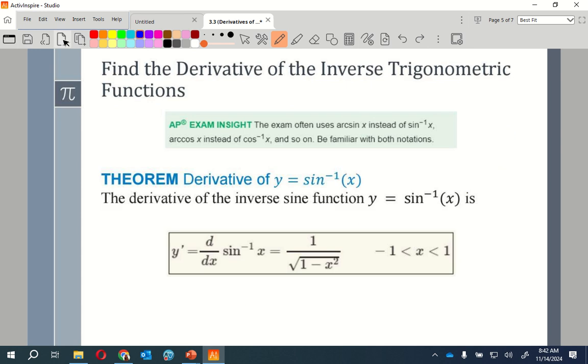Derivative of the inverse trig functions. This is the one I was saying that at some point you're just going to have to memorize. So, inverse or arc sine of x, but this one's actually going to be specific now. The derivative of inverse sine is going to be 1 over square root of 1 minus x squared.